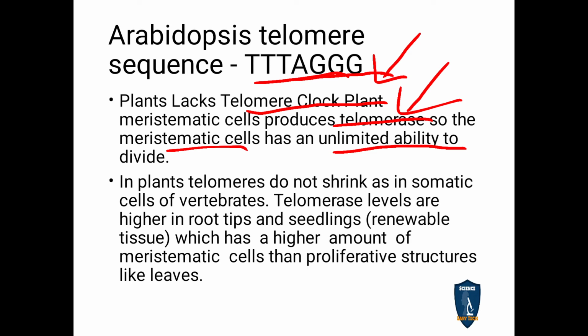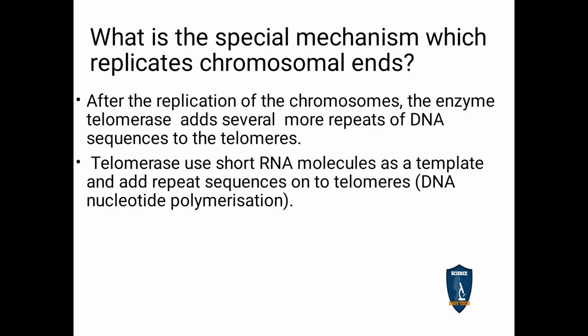So, the roots, seedlings and the leaf tip, what happens? They go on dividing and produce new cells. Okay. So, what is the special mechanism which replicates chromosome ends? After the replication of the chromosome, the enzyme telomerase adds several more repeats of DNA sequence in the telomeres. The telomerase uses a short RNA molecule as a template and adds repeated sequence on the telomeres. So, DNA nucleotide polymerization occurs.